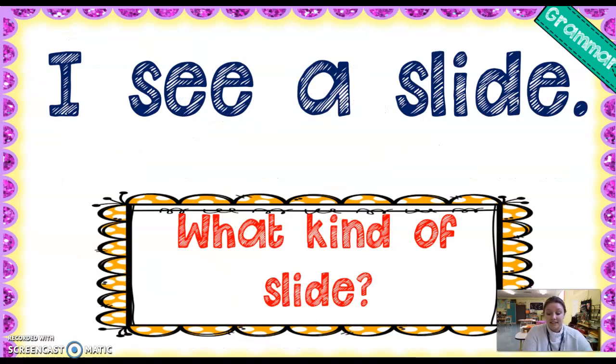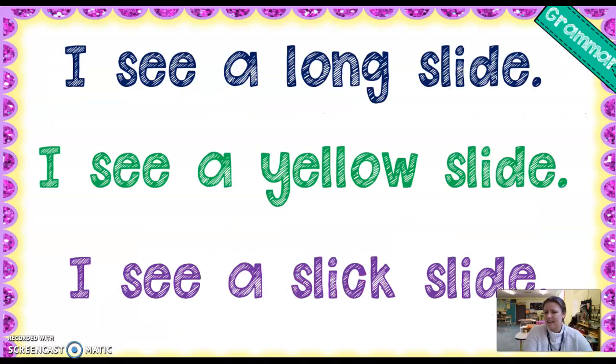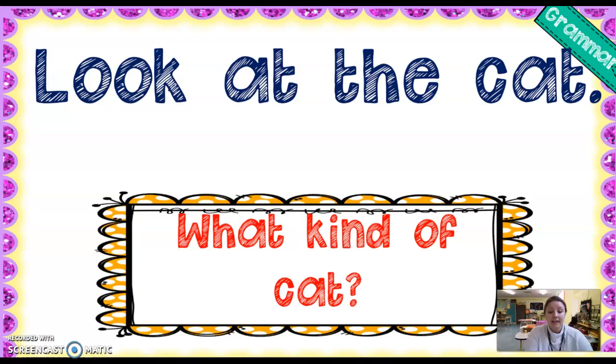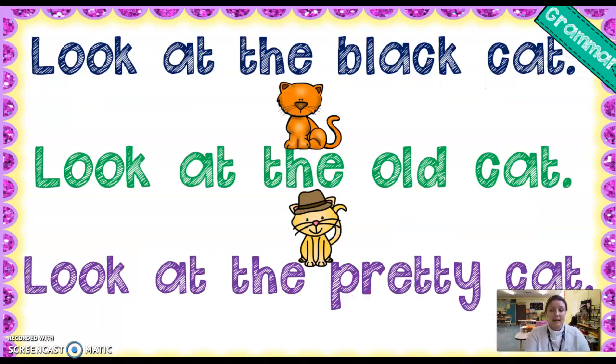I see a slide. What kind of slide? A long slide? A yellow slide? A slick slide? All three of those are adjectives because they describe what kind of slide we see. Look at the cat. Cat is my noun, and remember, an adjective describes a noun. So what kind of cat? The black cat? The old cat? The pretty cat? Pretty is a spelling word this week. Black, old, and pretty, all three are adjectives that could be used to describe my noun, or the cat.